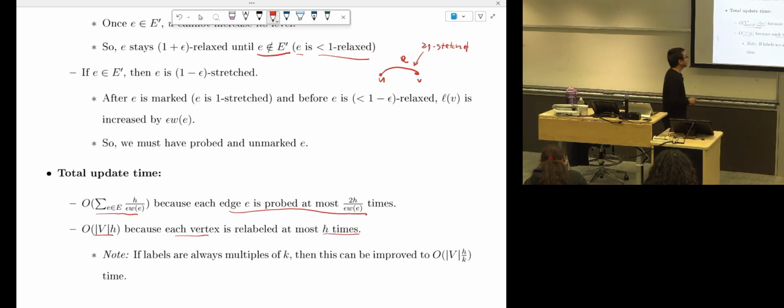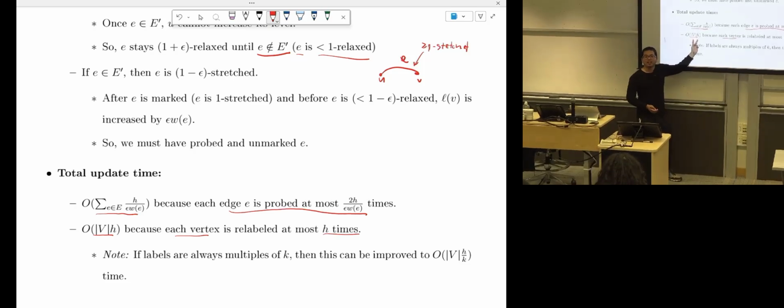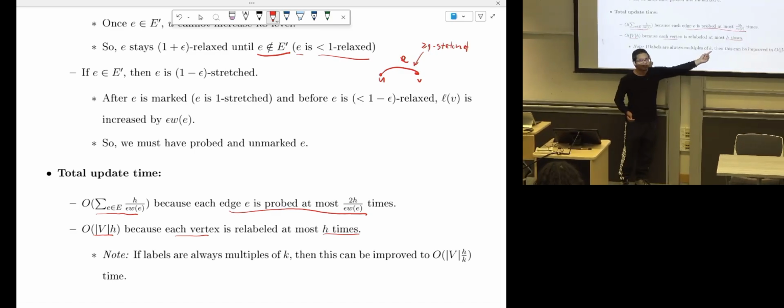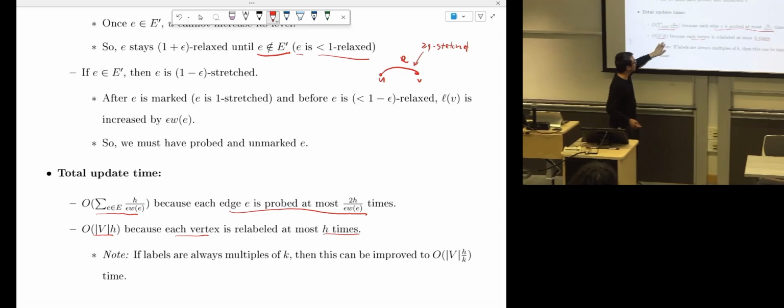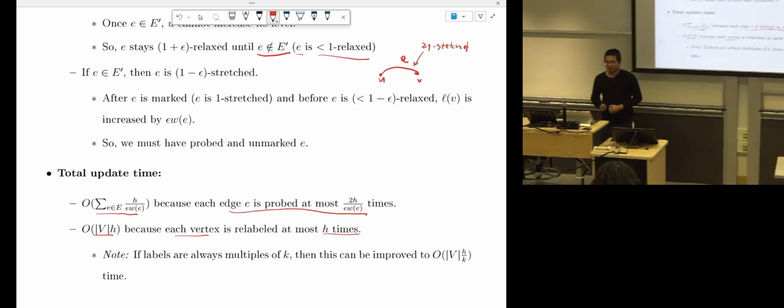By the way, note again that if we use the same trick we did last time, where we force the label to always be a multiple of K, then this total time for relabeling would be improved. Instead of VH, it's going to be VH over K, because the number of relabelings per node is H over K instead of H. Okay.